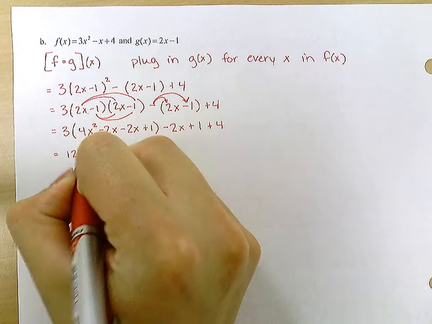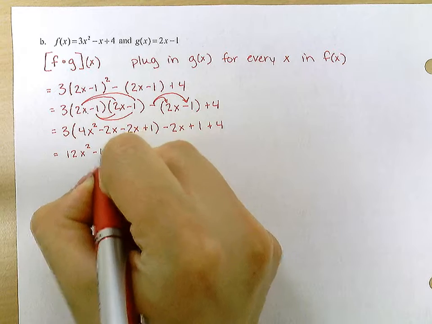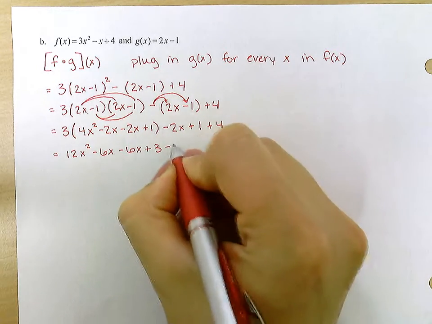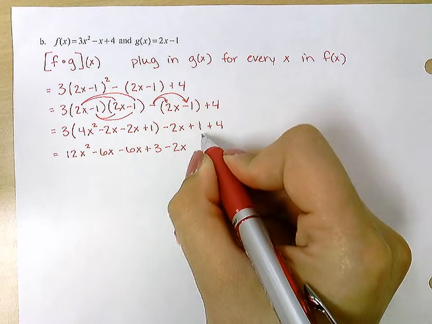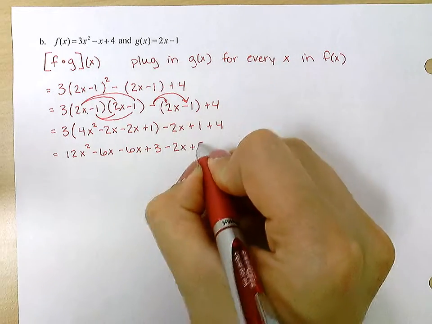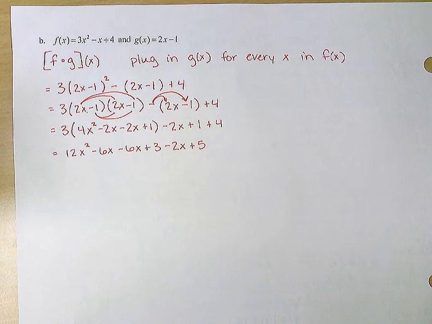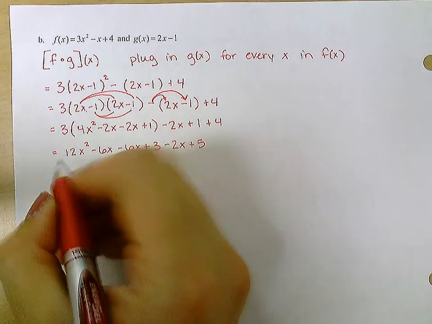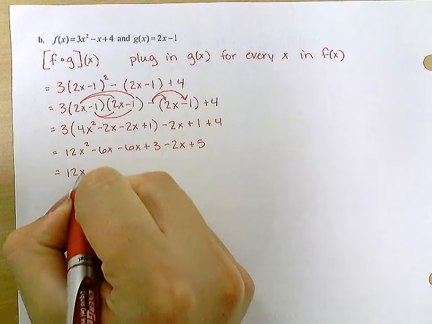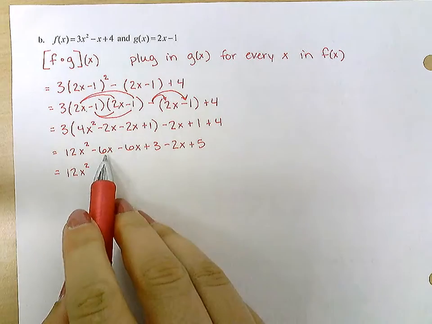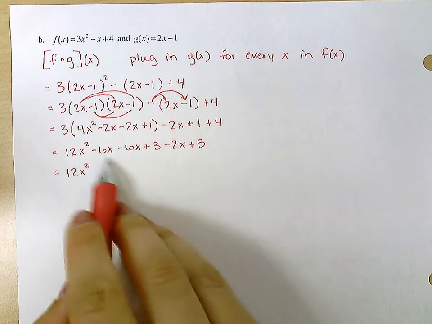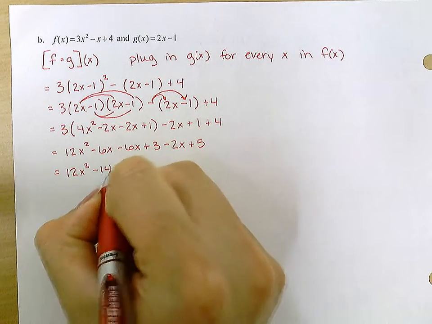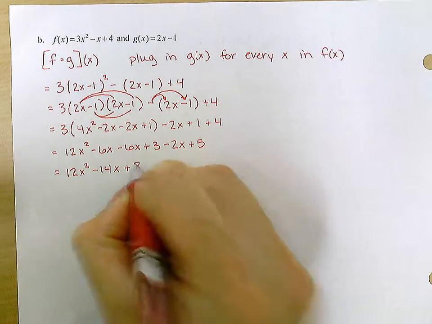So I end up with 12x squared minus 6x plus 3 minus 2x. If you want to combine these right away, you can. 1 and 4, that's just 5. From here, it's just combining like terms. So we have 12x squared. I have a negative 6x here, then another minus 2x, so minus 8x, and then plus 8.